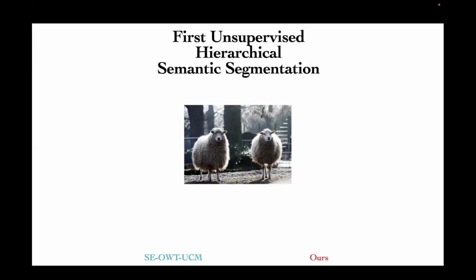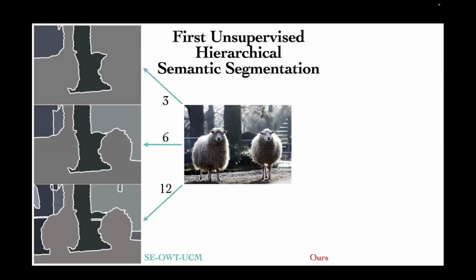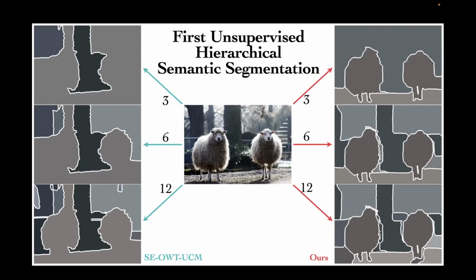Given the image, in the earlier approaches, there are not so many unsupervised hierarchical semantic segmentation methods out there. There's earlier work, OWT-UCM, based on the strength of the contours learned from some annotated data sets such as BSDS. And you can see the results when we ask for 3, 6, 12 segments. And on the right-hand side is ours.